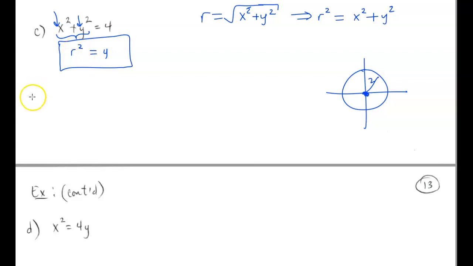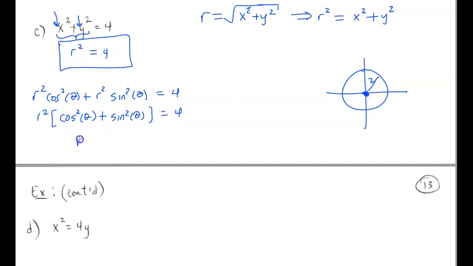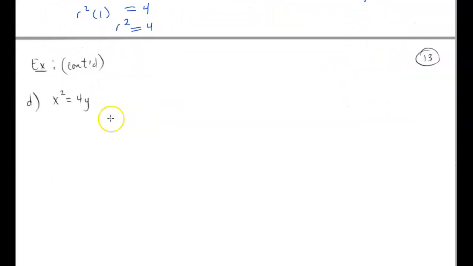That's because if I was to plug that in, this would be r squared cosine squared theta plus r squared sine squared theta, and that would be equal to 4. We would factor out the r squareds, and then notice here that sine squared plus cosine squared is just equal to 1. And so you see that we would still end up with r squared is equal to 4 either way. But remembering that r squared is just x squared plus y squared allows us to get to this answer faster. All right, so let's move on to the next example.